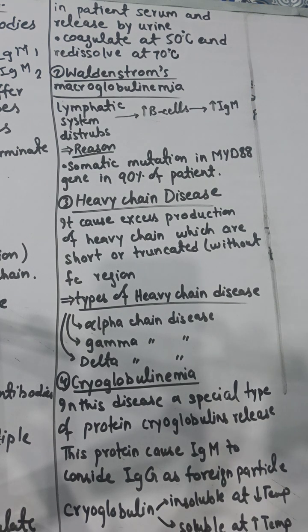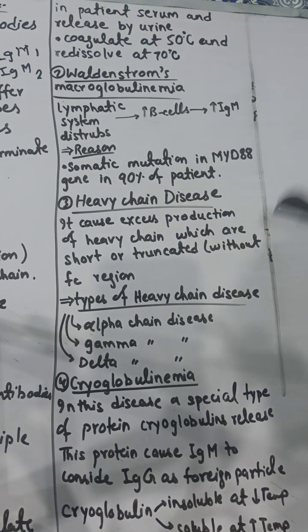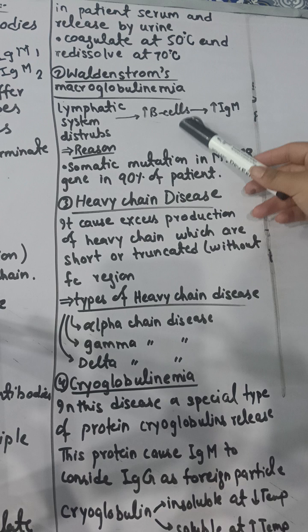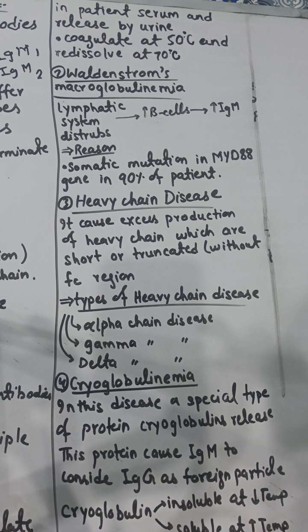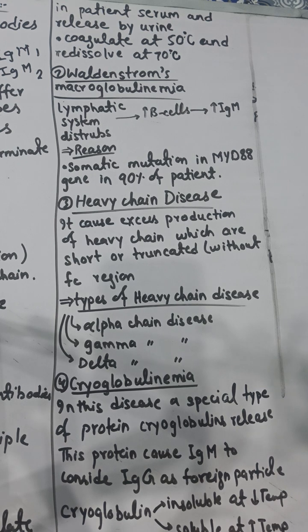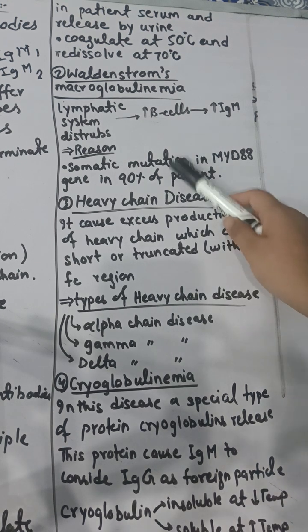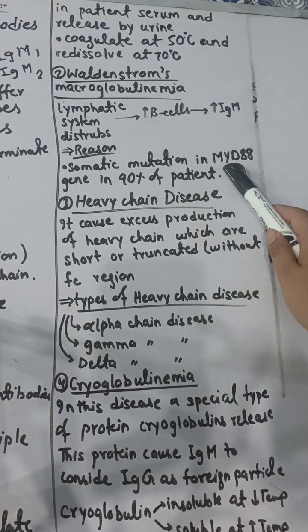Okay, now let's discuss the second disease, which is Waldenstrom macroglobulinemia. It is a disease in which your lymphatic system is disturbed, due to which the B cells increase their production. As a result, the IgM antibody increases its production. And what is the reason behind it? Due to a somatic mutation that occurs in this gene.